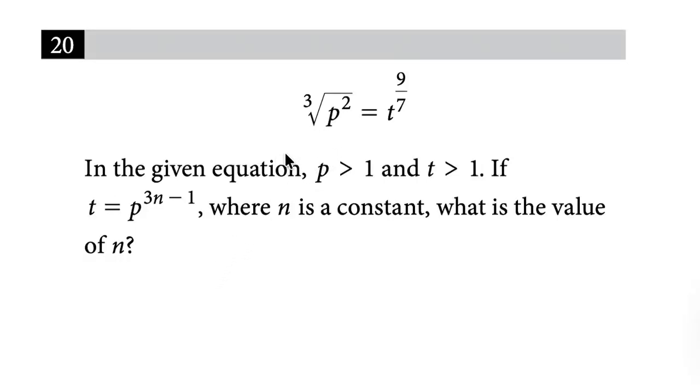Question 20. In the given equation, p is greater than 1, t is greater than 1. If t is equal to p to the power 3n minus 1, where n is a constant, what is the value of n? This seems like a very weird equation, so let's understand the concept first.